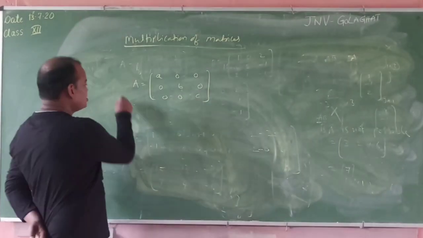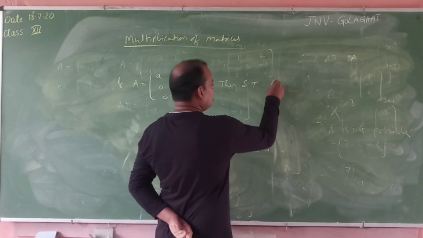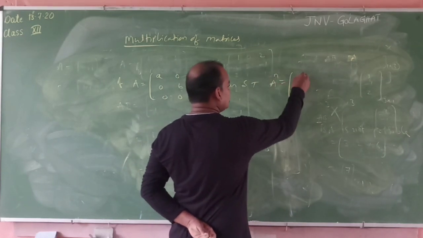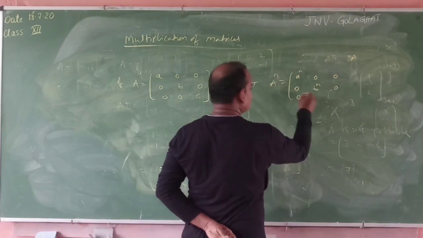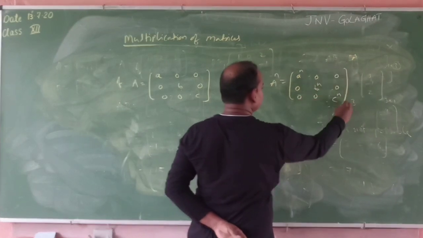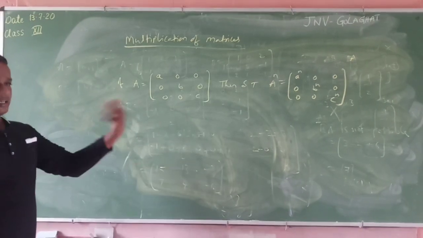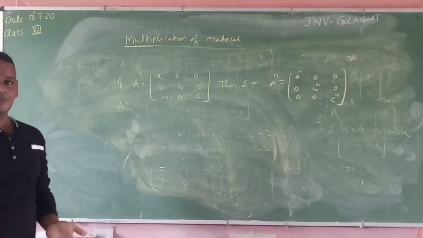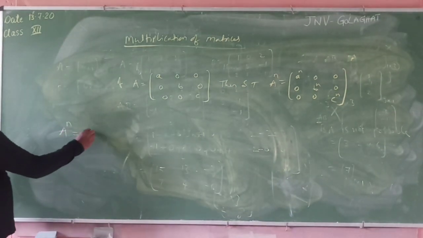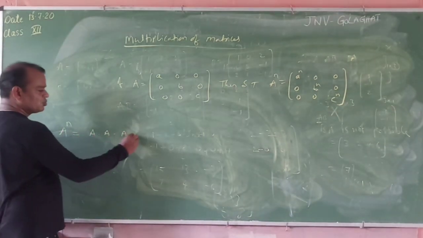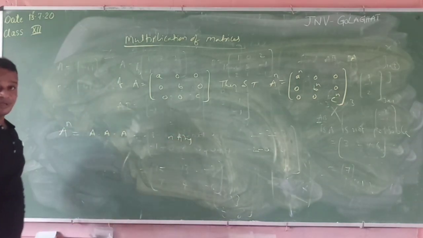Then show that if A is equal to this matrix, then A power n is equal to the diagonal matrix with A power n, B power n, and C power n on the diagonal, and zeros elsewhere. This is an induction-type problem. What is the meaning of A power n? A power n is equal to A into A into A and so on, n times, where n is a natural number.